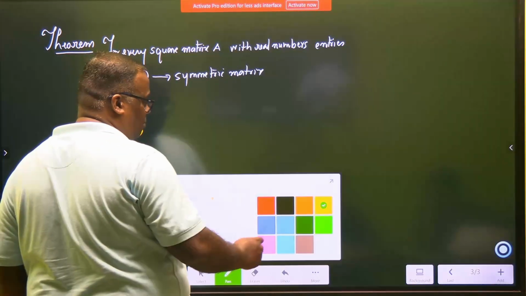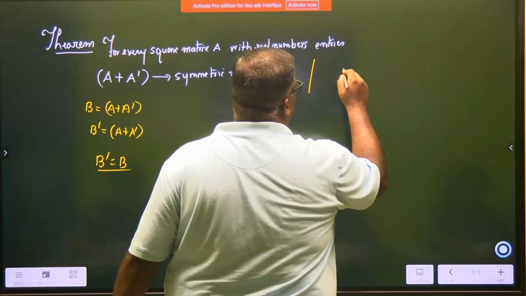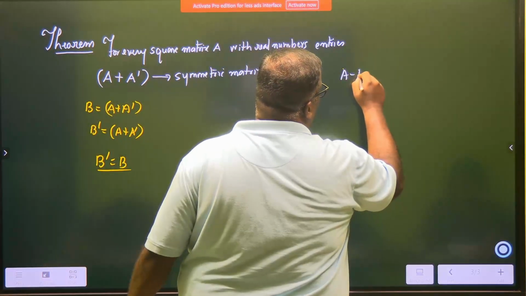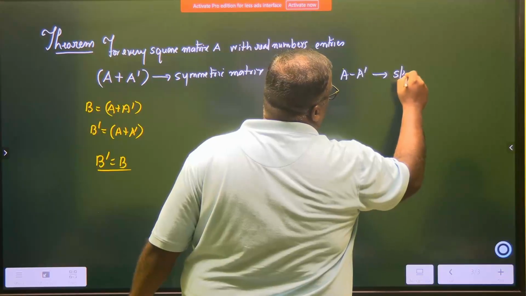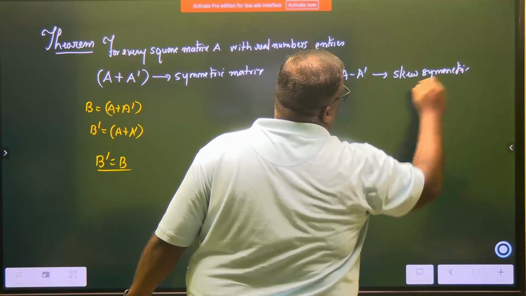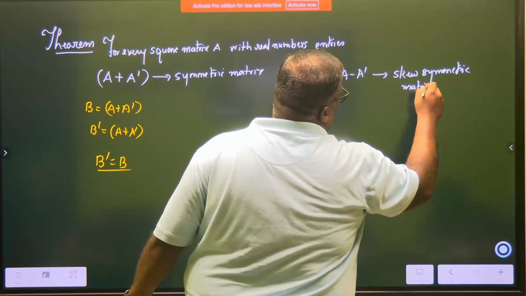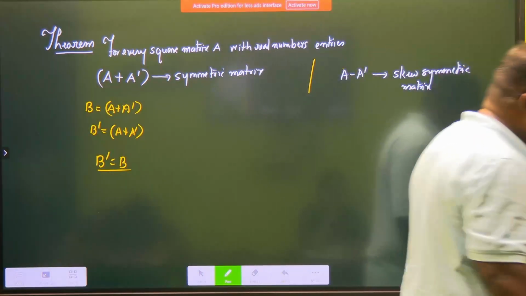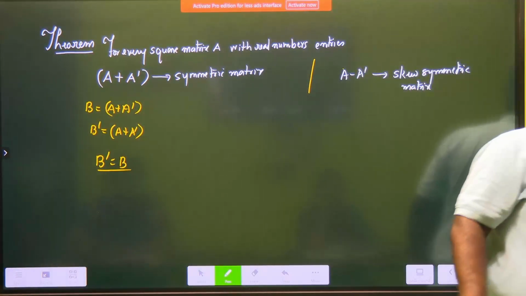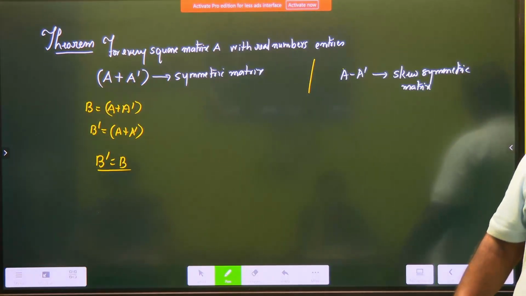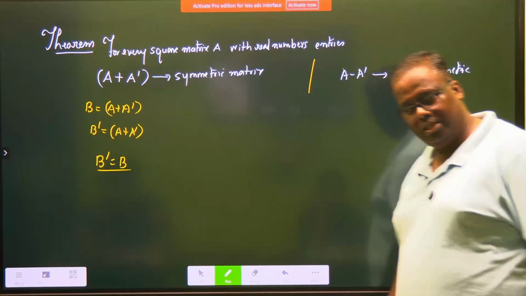And there is another part to it. The other part will say A minus A prime will always be a skew symmetric matrix. So rather you can say the addition of a square matrix with its transpose yields me a symmetric matrix. However, the difference between a square matrix and its transpose will yield you a skew symmetric matrix. Agreed? So let us see how this is proved.